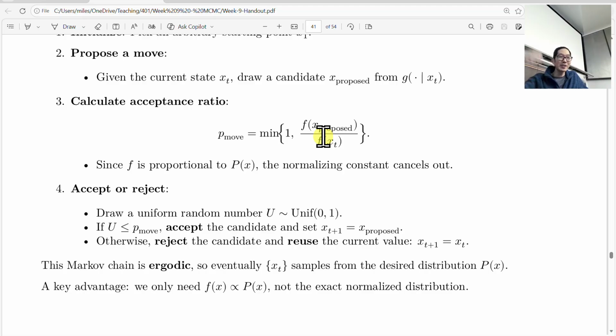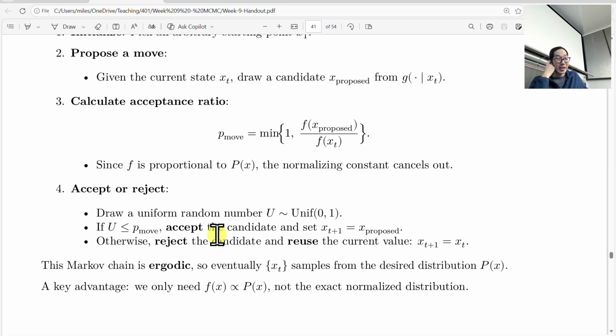If I say there's an 80% chance of going there, I generate a number between 0 and 1. If it's below 80%, I go. If it's above 80%, I don't go. So if U is less than that, I accept it. Otherwise, I reject it. If I don't go there, I reuse the current value that I have.